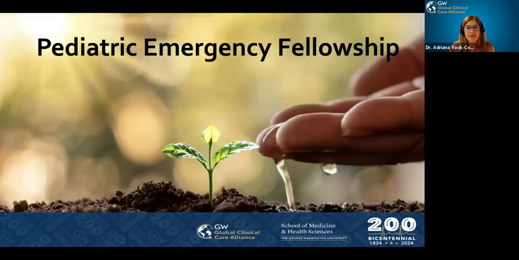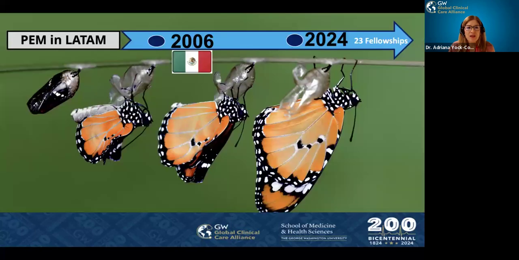Next slide. So in terms of pediatric emergency fellowship, it hasn't been an easy road. In some of the countries, they had support from people that already had fellowships in other countries, especially United States, Canada, Europe, and Australia. And it hasn't been an easy road. Next slide. Since 2006, 2007, when the first fellowship was established, we now have 23 fellowships.